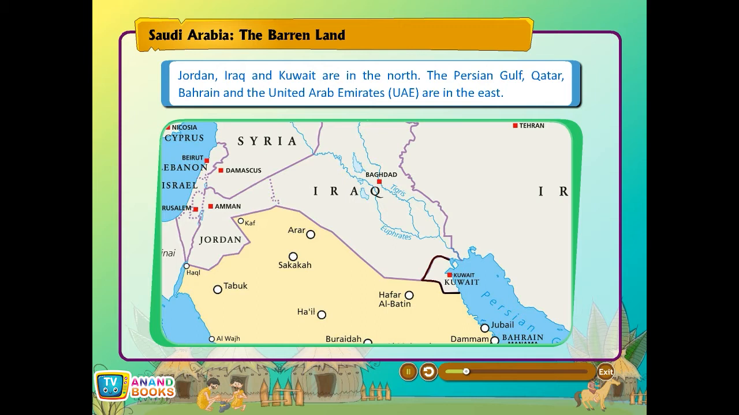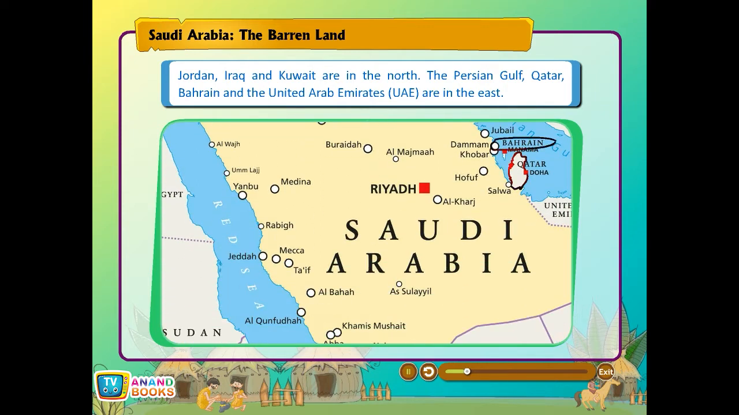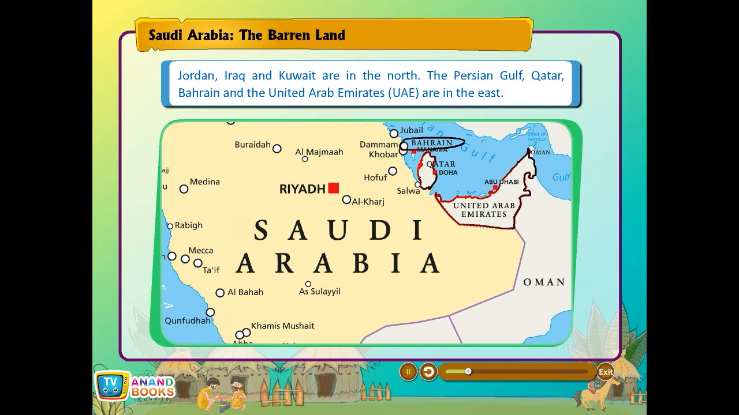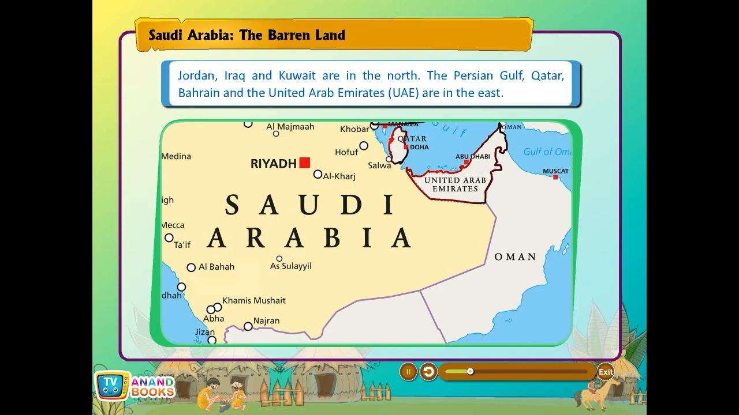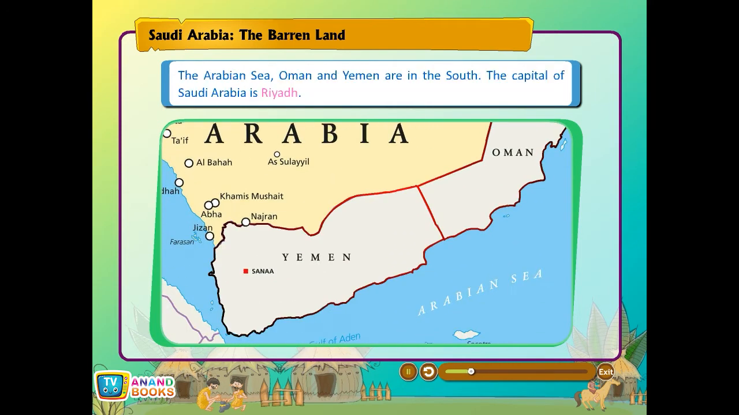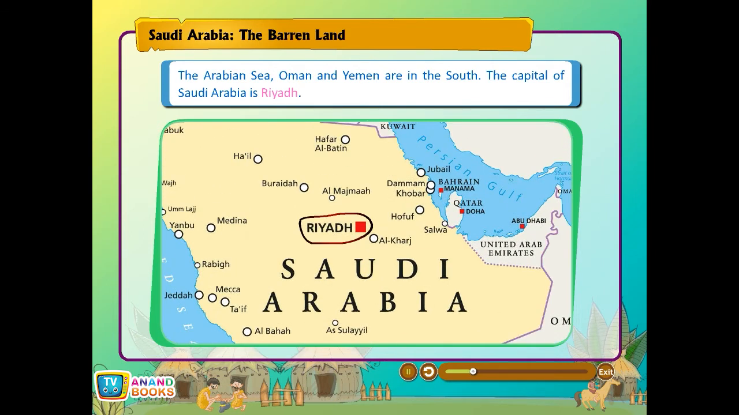Jordan, Iraq, and Kuwait are in the north. The Persian Gulf, Qatar, Bahrain and the United Arab Emirates (UAE) are in the east. The Arabian Sea, Oman and Yemen are in the south. The capital of Saudi Arabia is Riyadh.